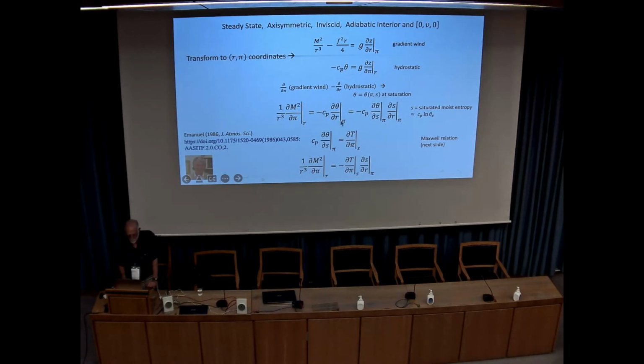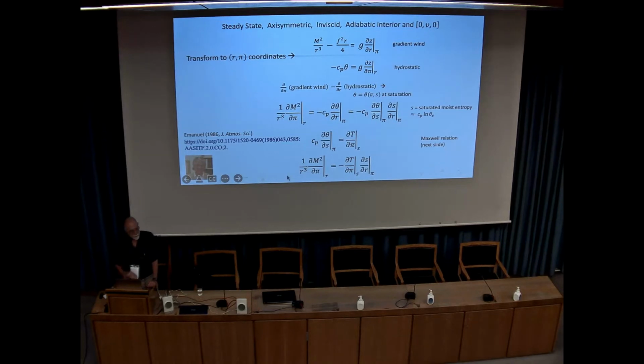You get the gradient wind equation that looks like this, but using the fact that theta is a function of pi and s, I can rewrite this as Cp d theta ds at constant pi using the chain rule times the SDR at constant pi. A critical step, which I'll do in the next slide, is replacing this term here, d theta ds at constant pi, with dT d pi at constant s. And that allows the gradient wind law to be written like this.